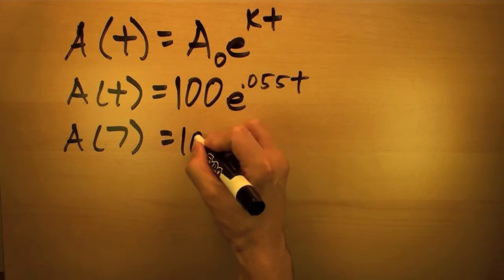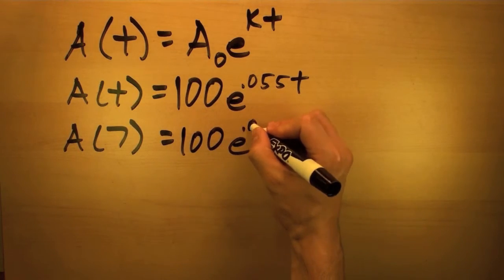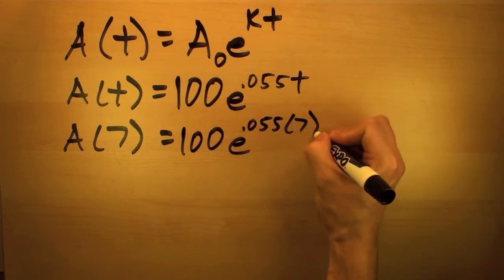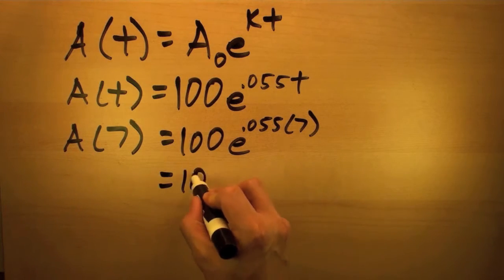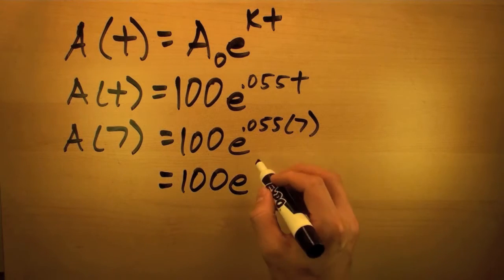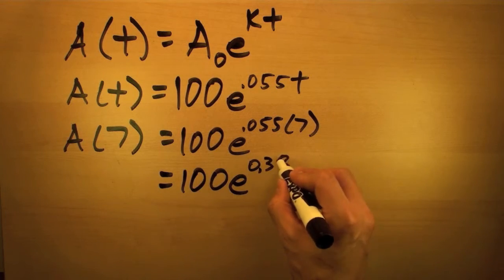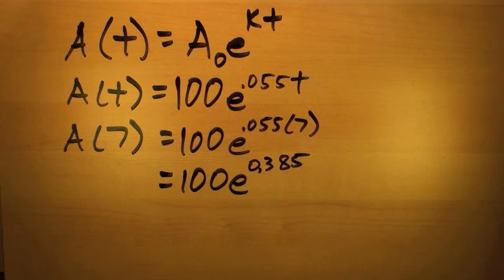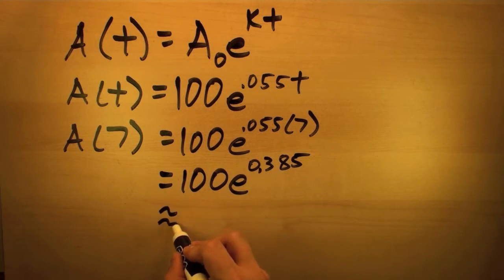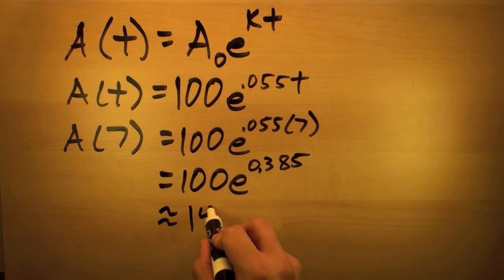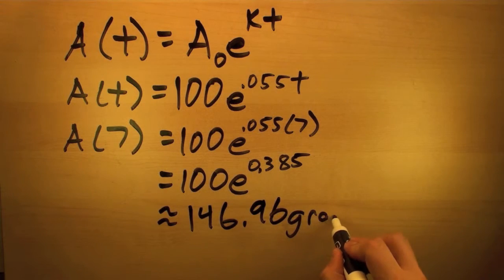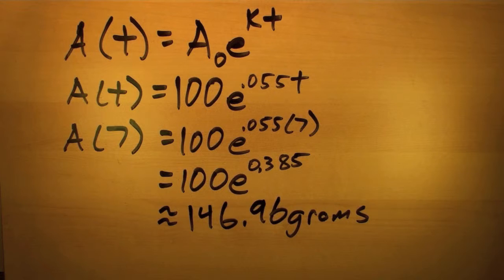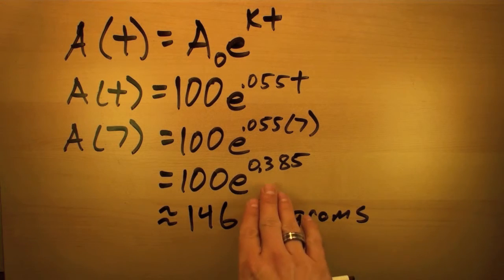7 hours, which would be 100 e to the 0.055 times 7, which would become 100 e to the 0.385. And at this point we use an approximation to say that's about 146.96 grams. We get our final value by sticking this in a calculator.